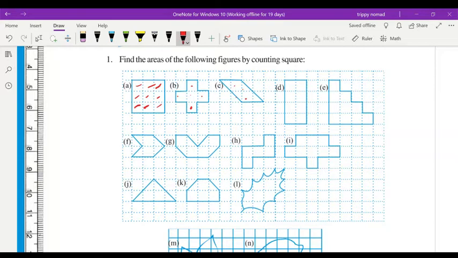In the same way, children, for the given figures, you have to find out the area of the given figure by counting the number of squares drawn inside. Suppose here there are halves. So 2 halves is equal to 1, and here also 2 halves is equal to 1.